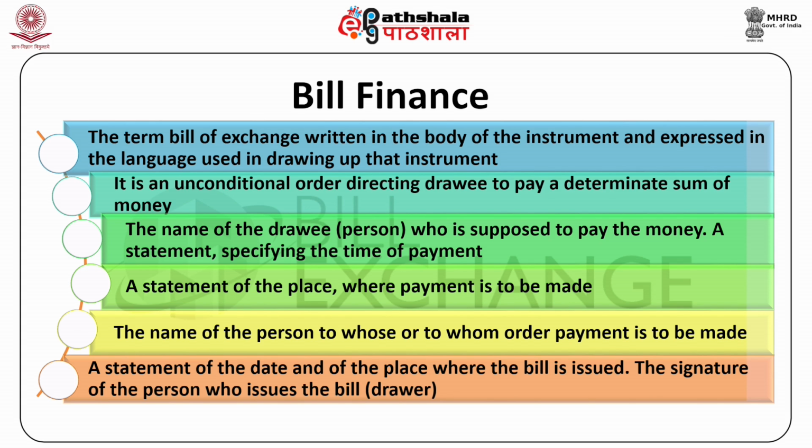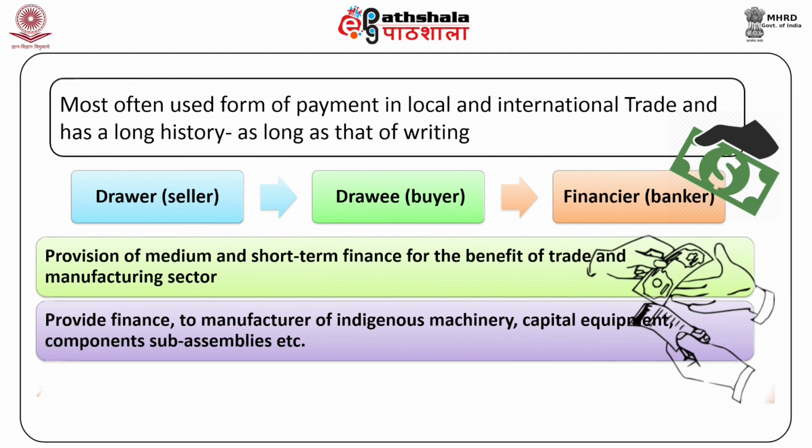4. A statement of the place where payment is to be made. 5. The name of the person to whom or to whose order payment is to be made. 6. A statement of the date and of the place where the bill is issued. 7. The signature of the person who issues the bill, that is the drawer. A bill of exchange is the most often used form of payment in local and international trade and has a history as long as that of writing.